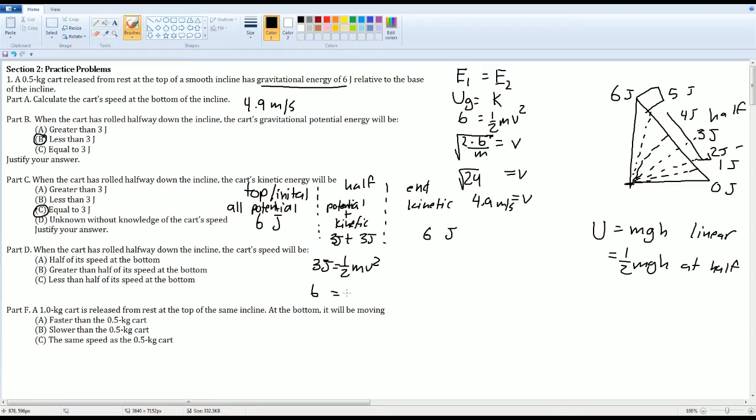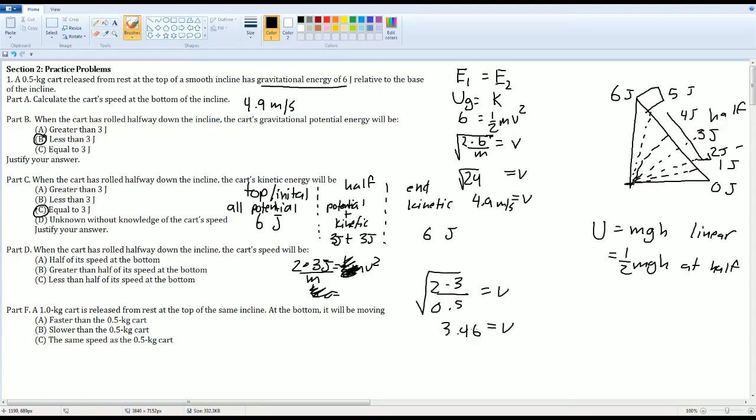What's the mass? 0.5. So what I'm doing is I multiply this by 2, then I divide it by the m, to get me v squared. So v is going to be 2 times 3 divided by 0.5. So 2 times 3, divide this by 0.5, square root of 12. So I got velocity is just equal to 3.46.